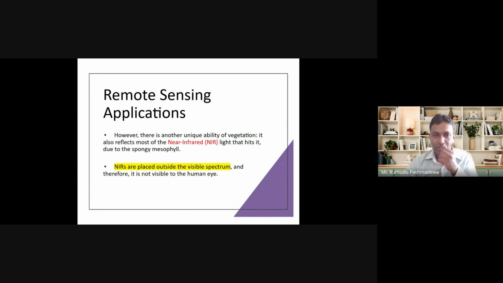So near infrared, we cannot see this region, but if we have a good sensor to capture those electromagnetic waves, we can clearly identify the plant health using the near infrared region.